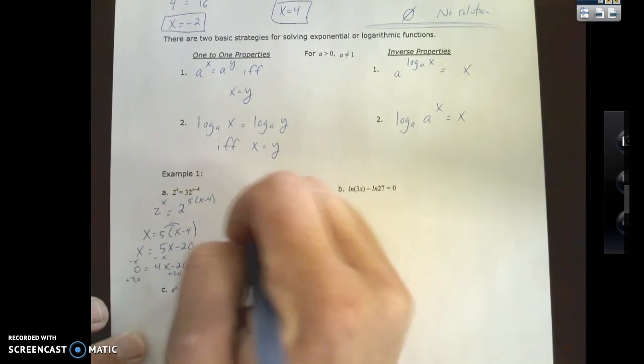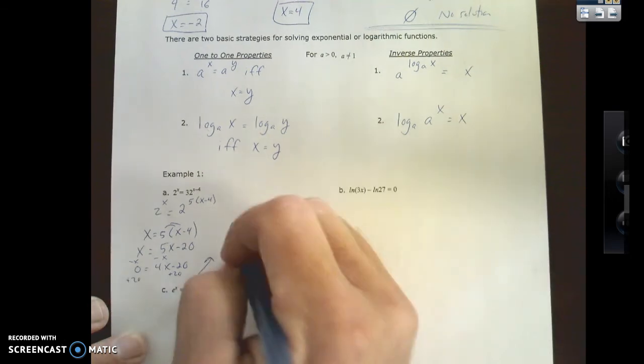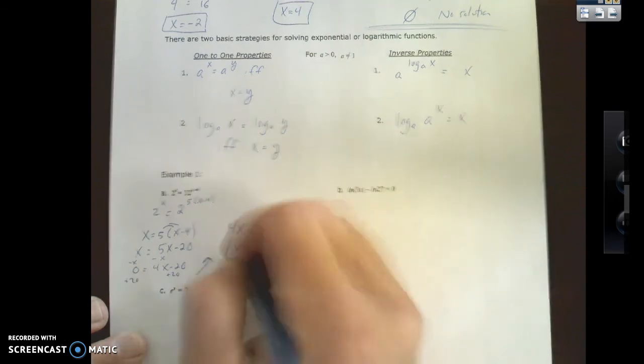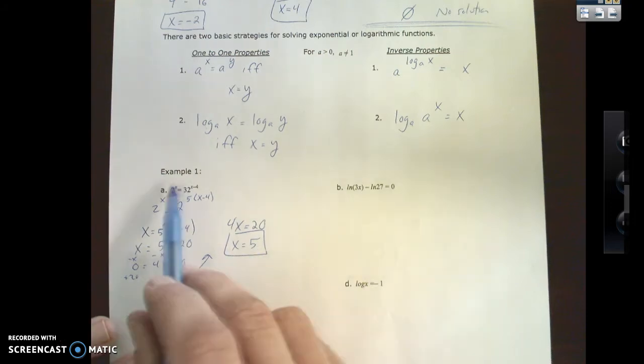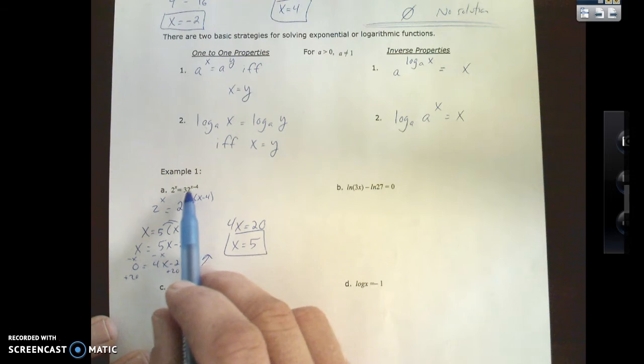So 4x equals 20. X equals 5. Okay, and we're good to go. We could check real quick. 2 to the 5th power gives me 32. 32 raised to the 5 minus 4 power is still 32. We're in good shape.